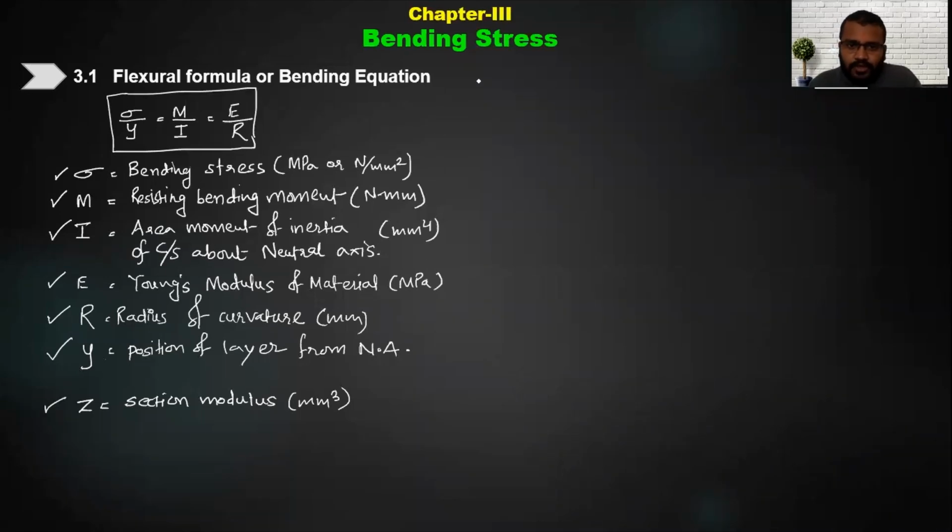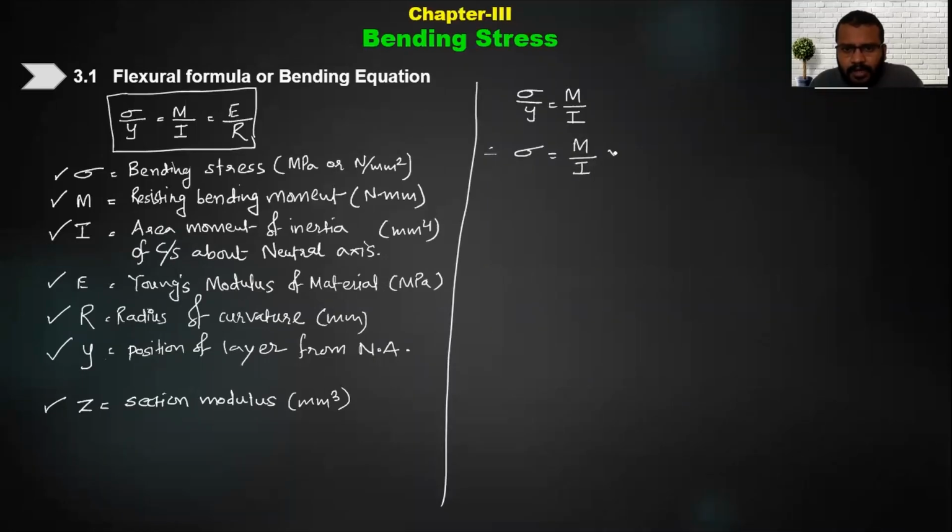Now what is the section modulus? Let us understand this. We know that, as a formula, sigma by y is equal to M by I. So what is my bending stress equal to? My bending stress is equal to M by I into y, where y is the position where you want to find it. For example, I have a rectangular cross section of a beam.